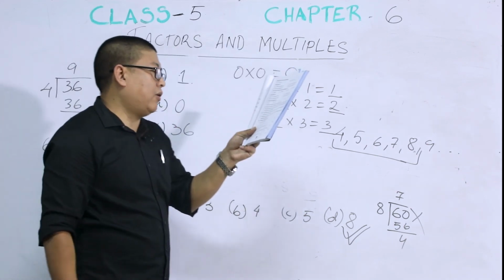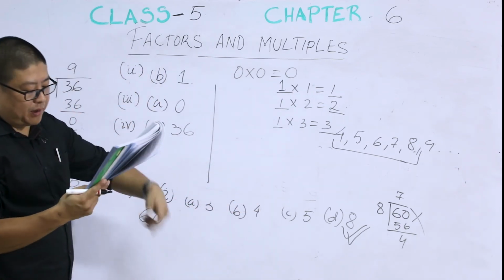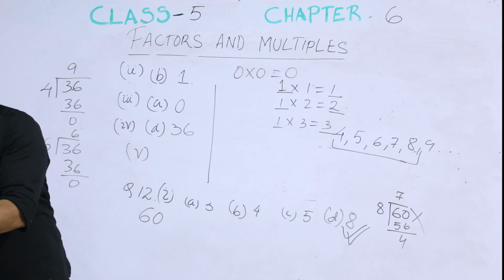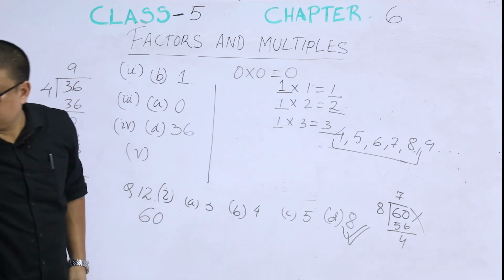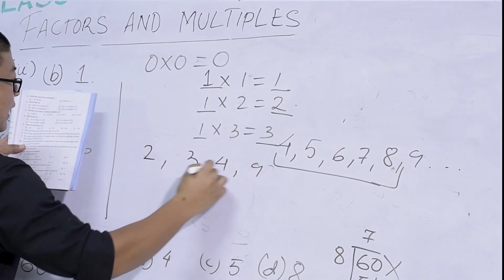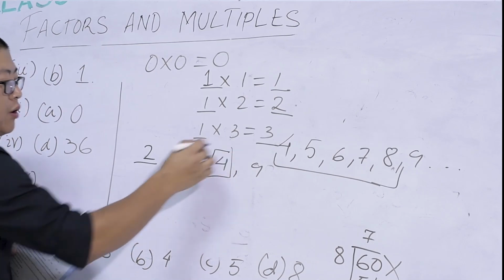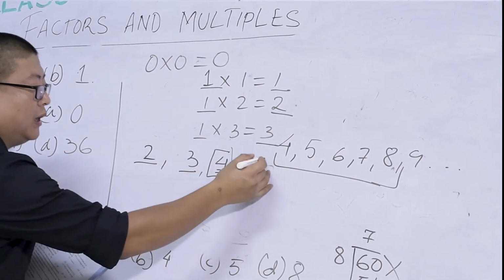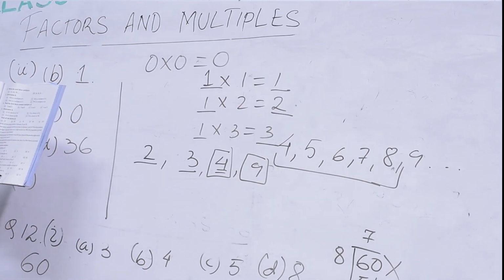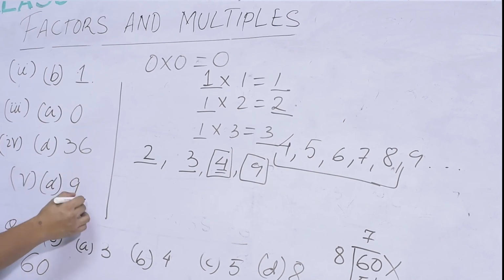5. The least odd composite number is. So if you look at the table, the options have been given as 2, 3, 4, 9. 2 is not a composite number. 3 is not a composite number. 4 is composite, but it is even, divisible by 2. 9 is composite and it is odd. So they are asking us the least odd composite number. The smallest odd composite number is 9. So your answer is D, 9.